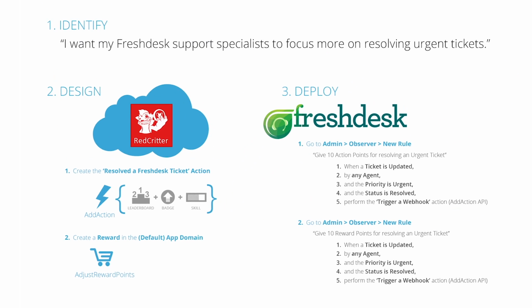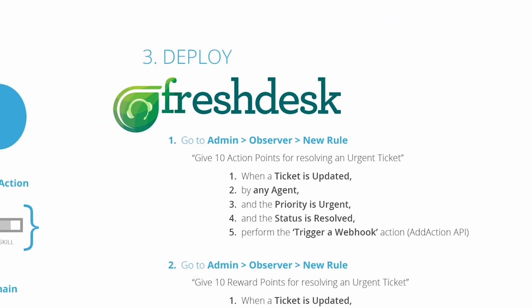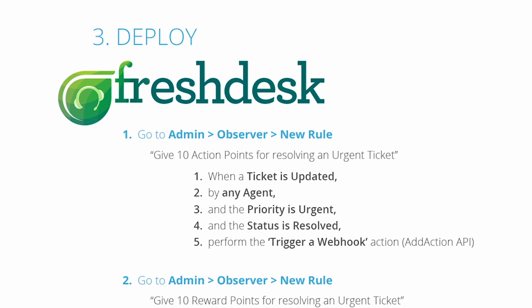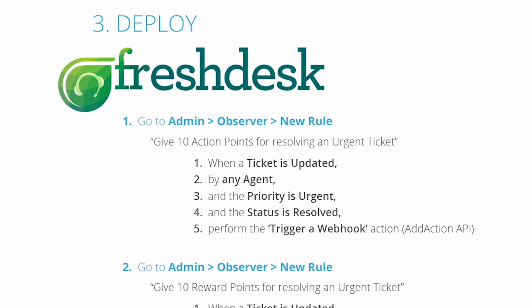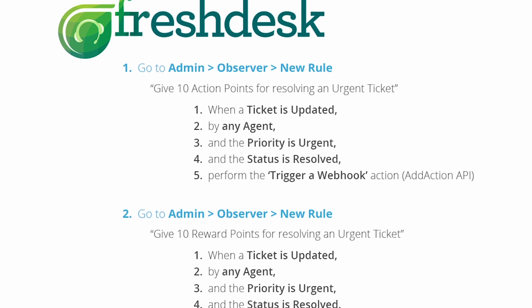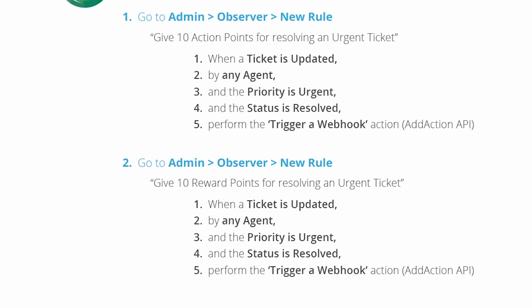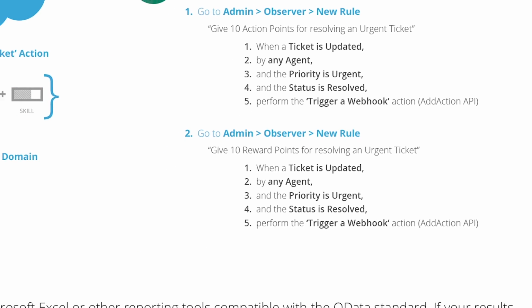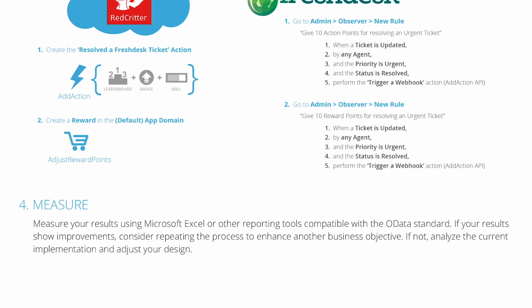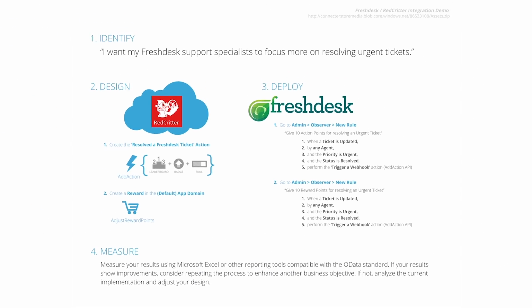So that's my design. When I get into the deploy section, I'm going into Freshdesk and I'm going to create a couple of new rules, apply some logic and conditions, and then add in those actual API calls that I was talking about earlier. And then step number 4, which I won't get into very much, basically is for analyzing the results of your system and tweaking anything to make it better if needed.